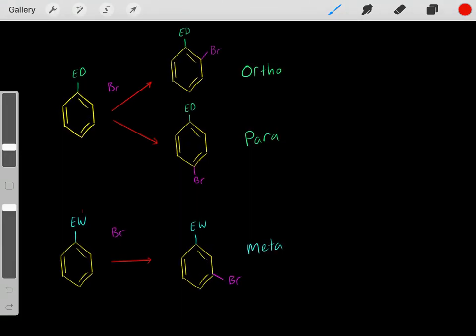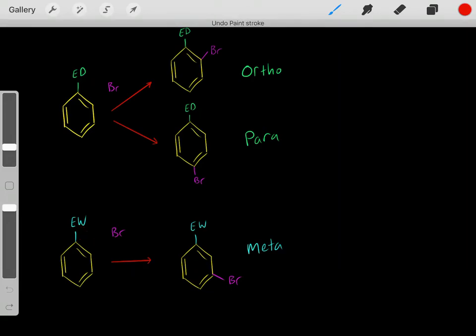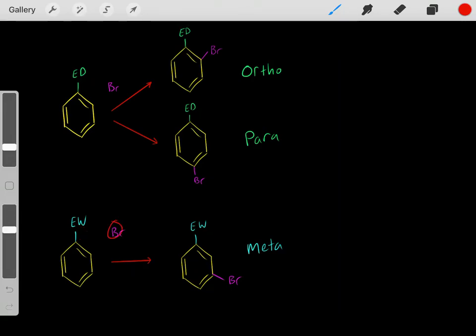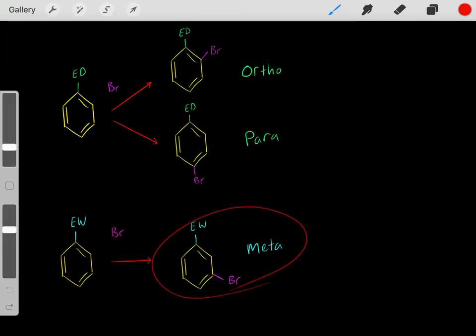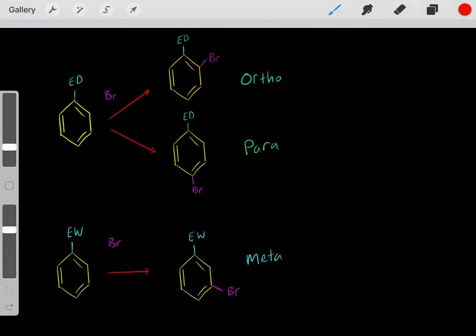However, if we have an electron withdrawing group, which withdraws negative electron density, then it's going to favor adding this bromine on the meta position, creating this product. And again, we explained why that is in the last video. So there are these two categories. There are ortho para-directing groups, which are electron donating, and there are meta-directing groups, which are electron withdrawing. There are these two categories you should be familiar with.